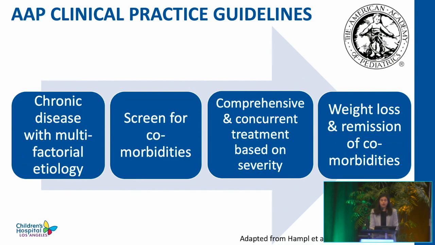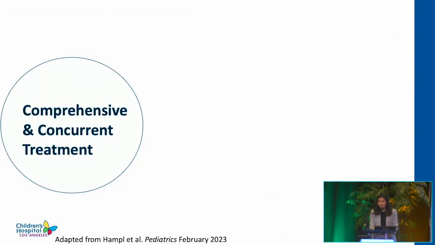Specifically, they should be screened for hypertension, dyslipidemia, abnormal glucose metabolism, and liver dysfunction. And then, comprehensive and concurrent treatment should be offered to these children based on the severity of their obesity. And this makes sense because if you have someone with class 3 obesity and 4 obesity-related comorbidities, they should be offered a very different treatment plan than someone who has class 1 obesity and no comorbidities. And finally, the overall goal is weight loss and remission of comorbidities.